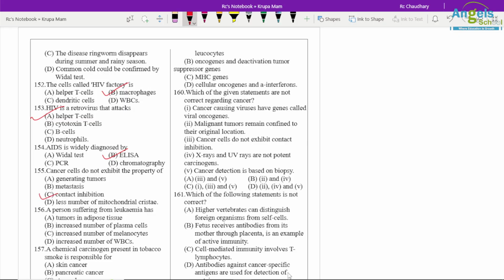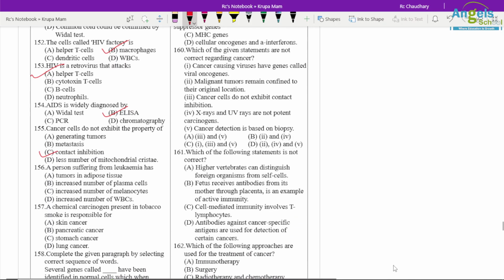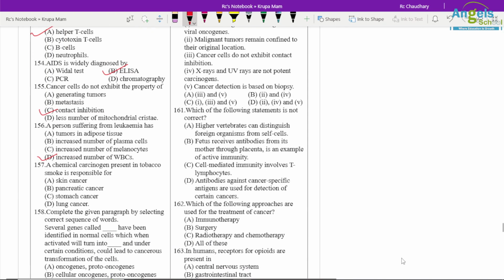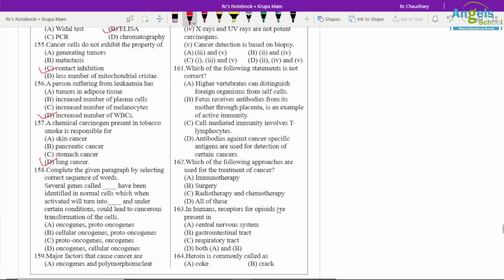Cancer cells do not exhibit the property of contact inhibition. The property is lost. In a person suffering from leukemia, the number of WBCs is increased. In leukemia, WBCs go up to 1 lakh. A chemical carcinogen present in tobacco smoke is responsible for lung cancer. If it is smoke, then lung cancer, and if oral intake, then mouth cancer.